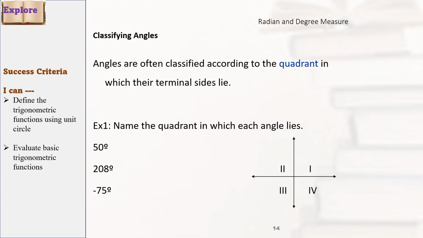Now, the next topic is classifying the angles. But before we start classifying the angles, we should know the quadrants and what the signs in each quadrant are. Remember, we always go in the anti-clockwise direction, starting with the first quadrant, then the second quadrant, then the third quadrant, and lastly the fourth quadrant. These are written in Roman numerals.